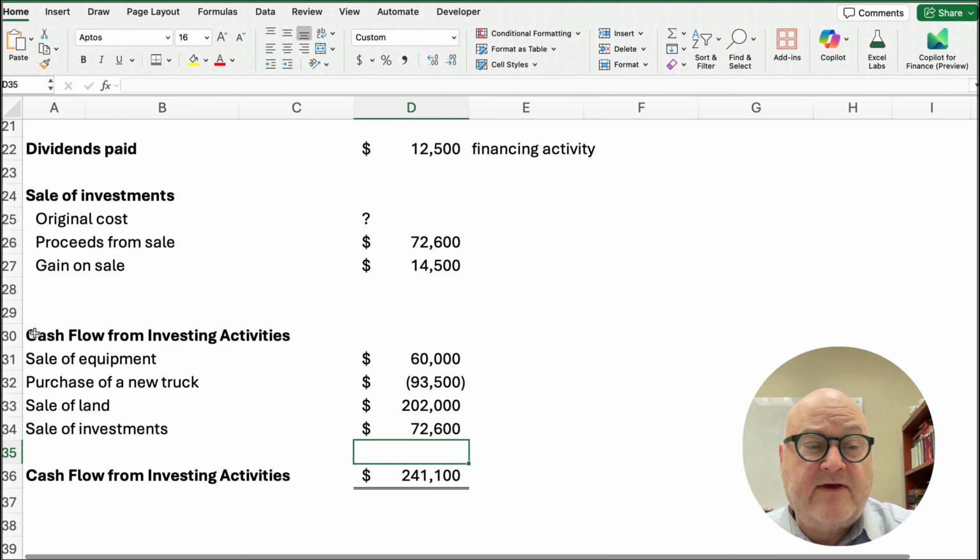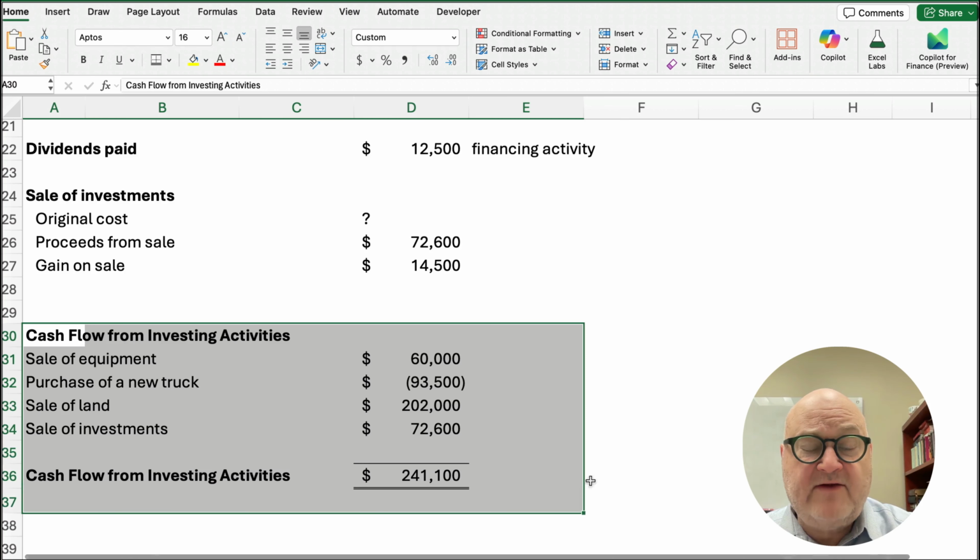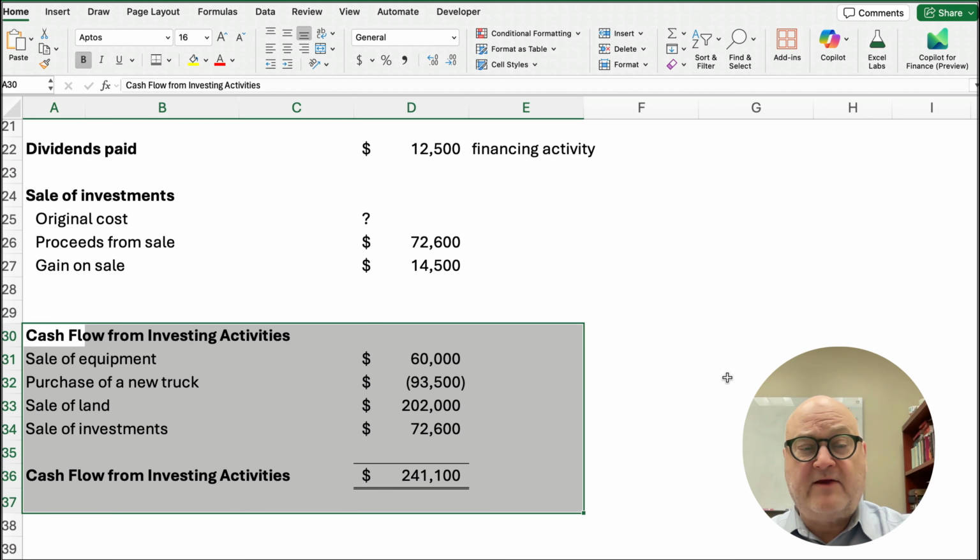So here is our cash flow from investing activities. We have sale of equipment, cash goes up. Purchase a new truck, cash goes down. Sale of land, cash goes up. Sale of investments, cash goes up. So our cash flow from investing activities is a positive $241,100.